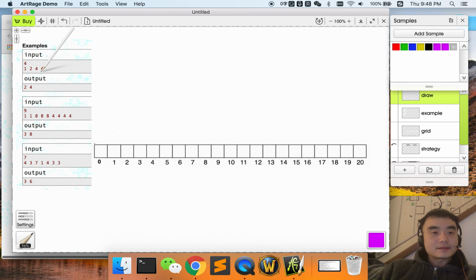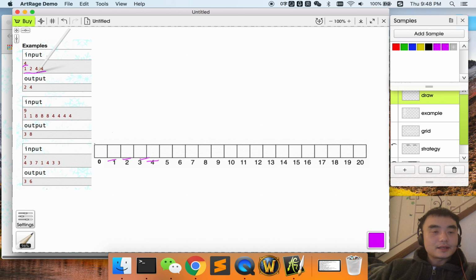So here is the input. It has a number here. The number 4 means the number of people and the number of houses in this problem. So for this case, there are 4 people, right? And 4 houses. So we have houses 1, 2, 3, 4 here.